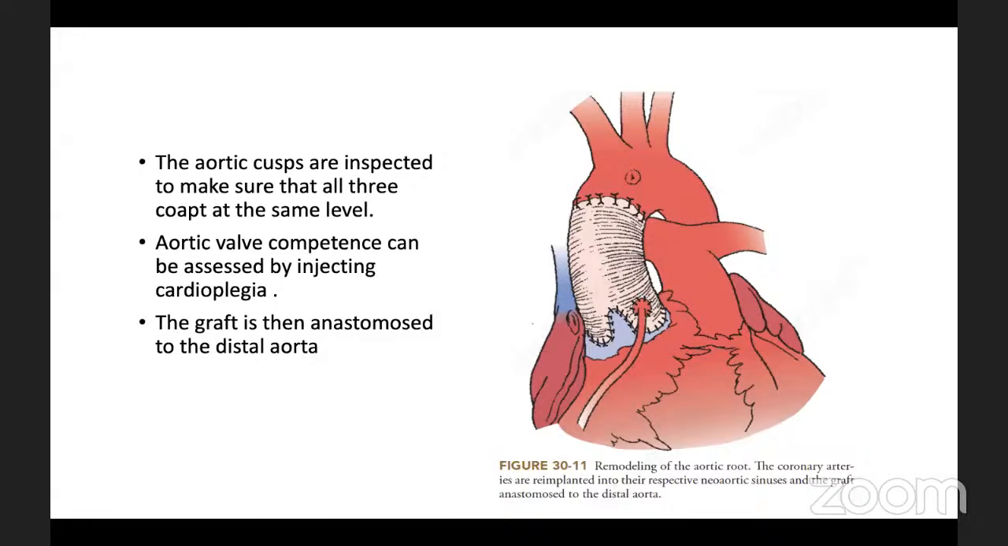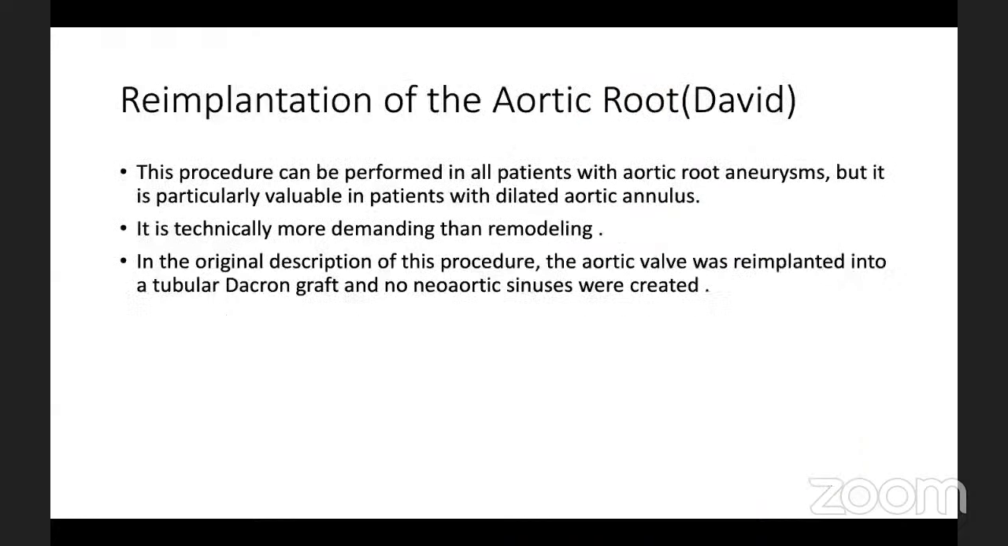We can assess valve competency, as previously said, by injecting cardioplegia, and then the graft is anastomosed to the distal aorta. The re-implantation of the aortic root is also called the David procedure.